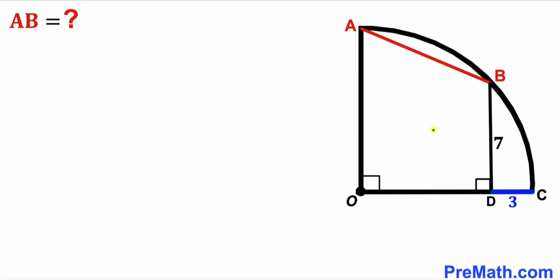Welcome to PreMath. In this video, we have this quarter circle with center O, along with this chord AB and this perpendicular BD, as you can see in the given diagram, such that this perpendicular BD is 7 units and this segment CD is 3 units. Our task is to find the length of this chord AB.